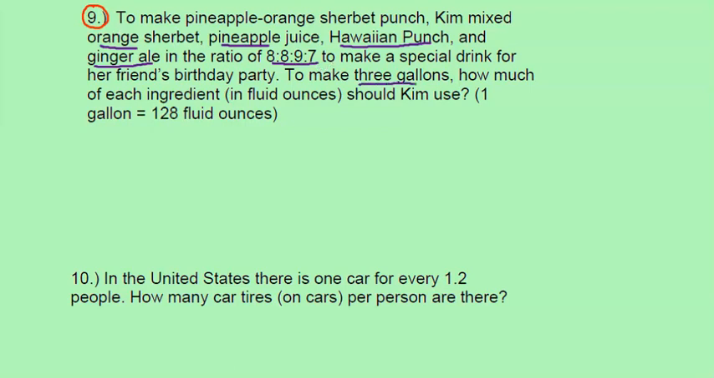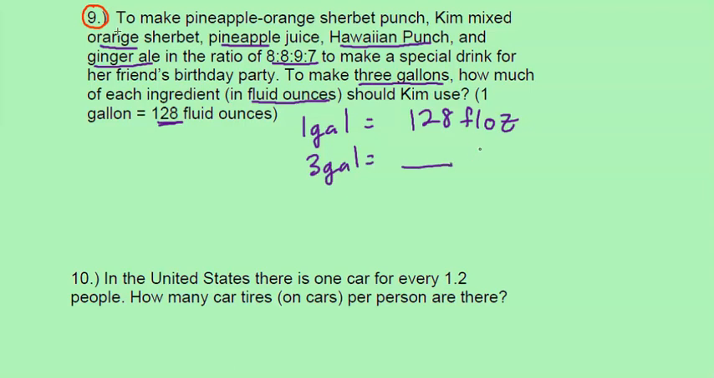You want to make 3 gallons. The answer needs to be in fluid ounces though, not gallons. So we're going to convert these gallons to fluid ounces. So if 1 gallon equals 128 fluid ounces, 3 gallons would equal something fluid ounces.